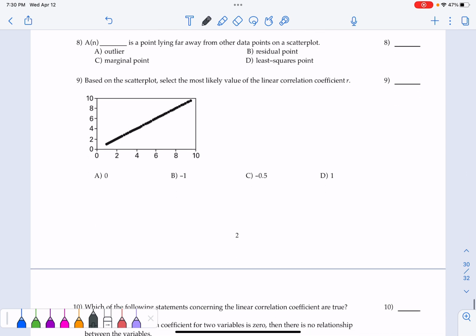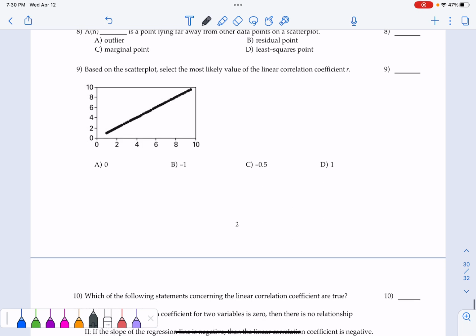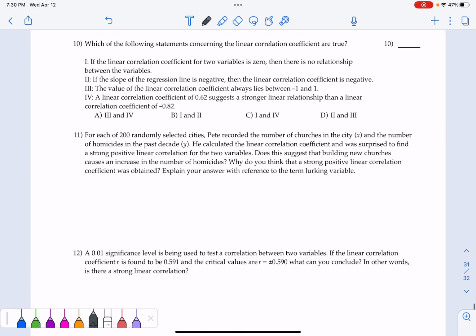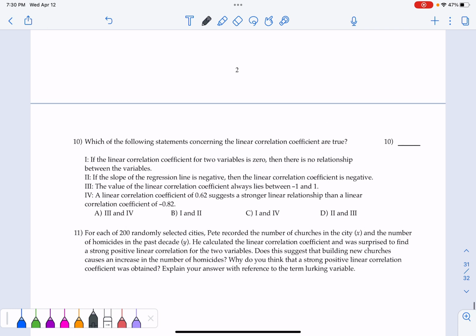And then 9 is asking kind of the same thing as we just did on number 6. What is the probable value for r in that situation? Okay, so figure those ones out. Number 10, 11, 12, 13. We'll go through some of these.